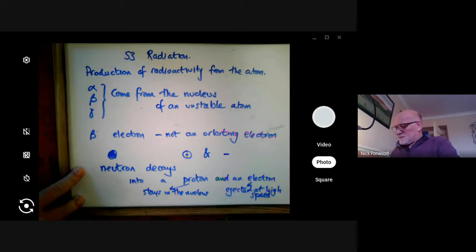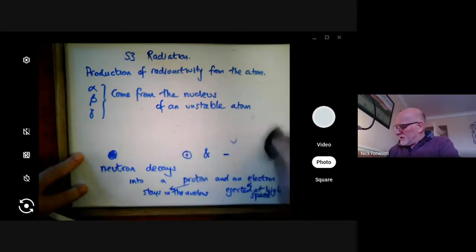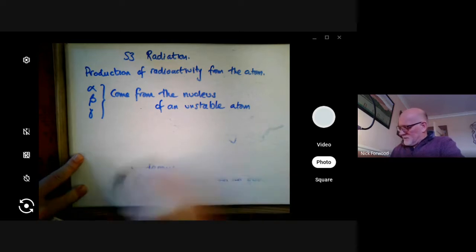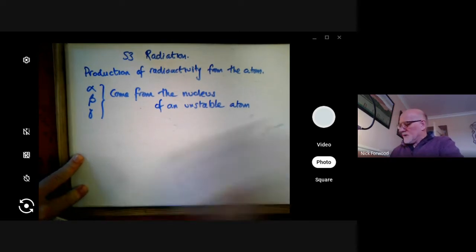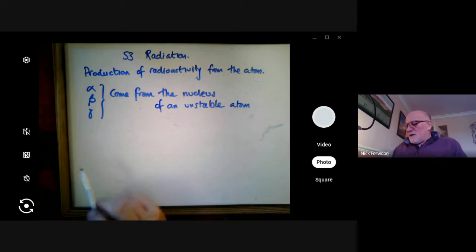So that's beta. It's an electron, not an orbiting electron, an electron that is ejected, having been made by a neutron decaying. Right, lastly, gamma. Now, gamma is not a particle.